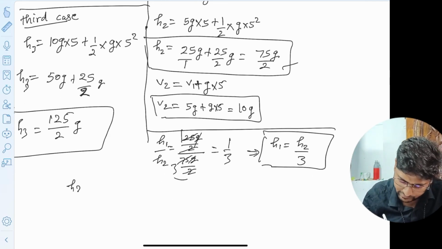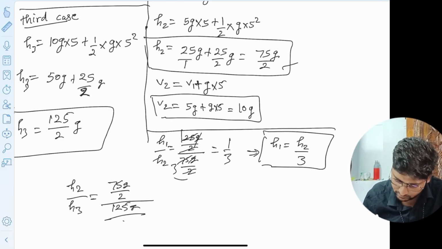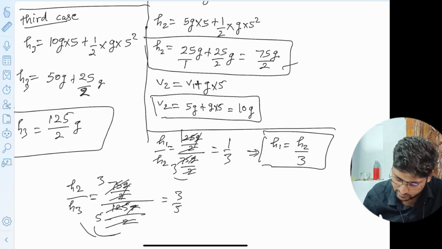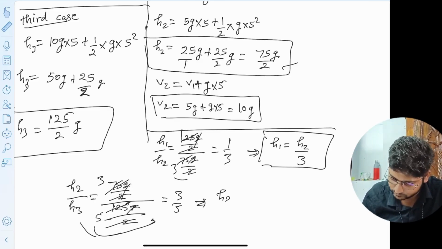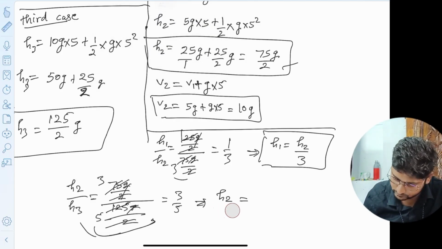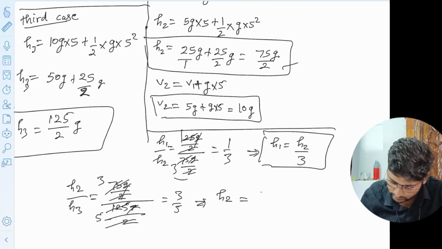Now take the relation between h2 and h3. h2 is 75g by 2, h3 is 125g by 2. The 2 cancels, g cancels, 75 over 125 equals 3 by 5. So h2 equals 3 by 5 of h3.